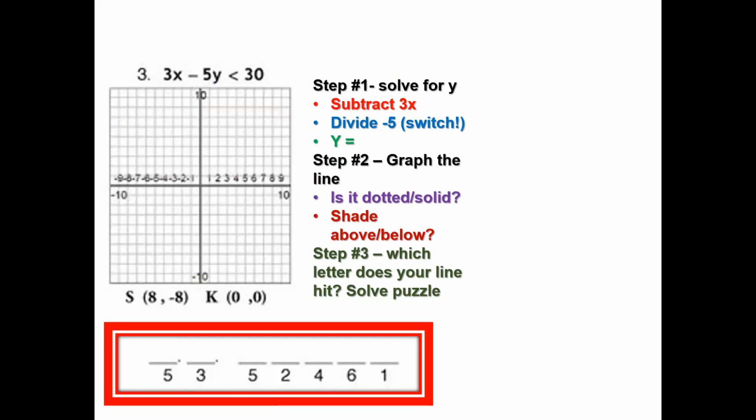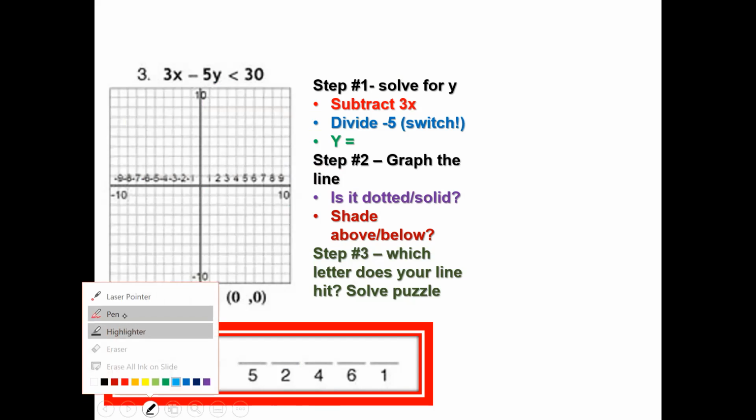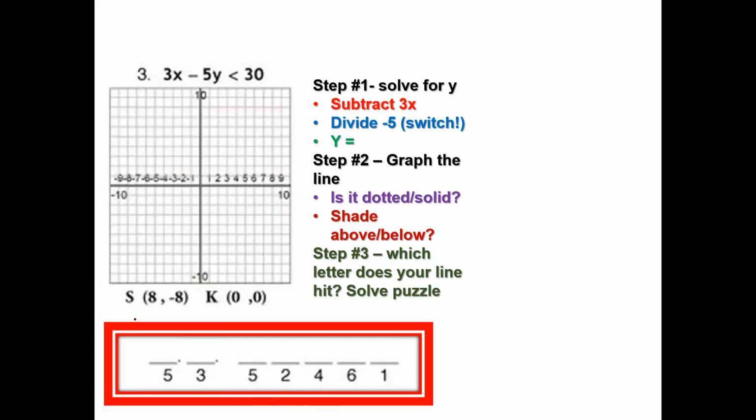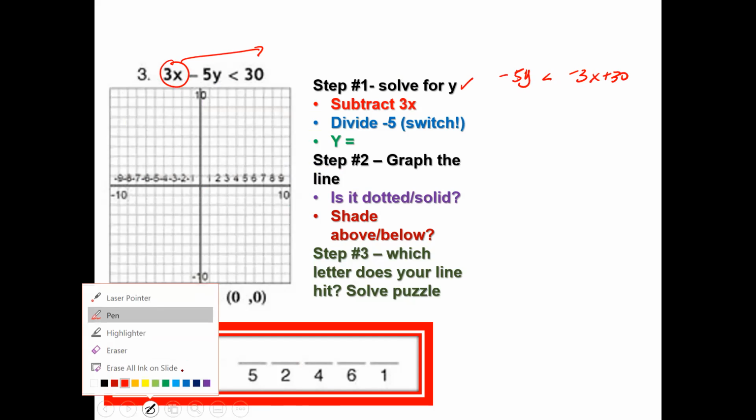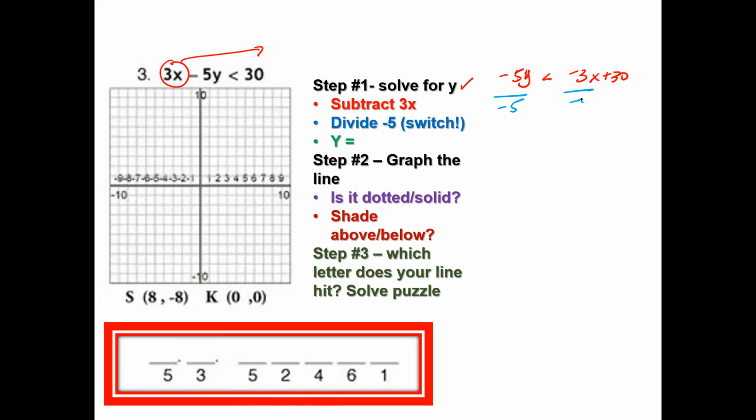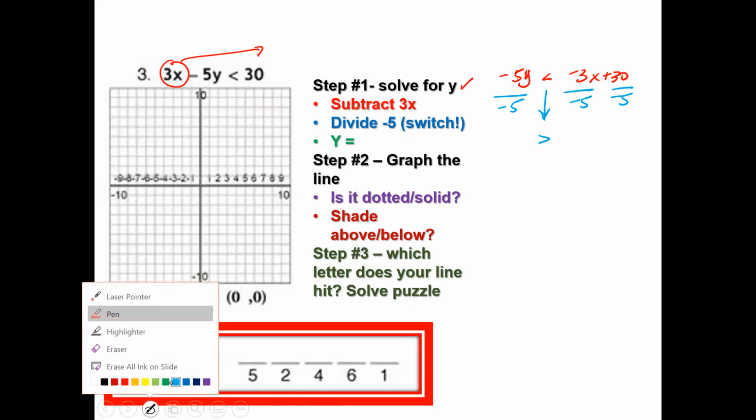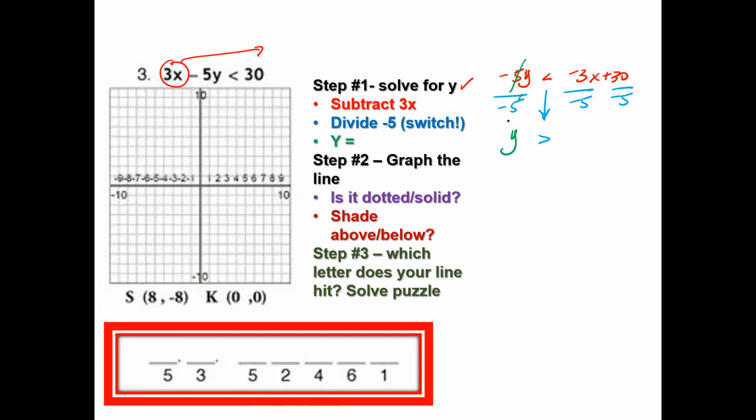All right, let's go ahead and take a look at question number 3. For question number 3, you're solving for y, so you're going to move the x over to the right side. So I have a negative 5y is less than negative 3x plus 30. And then I want to get rid of the negative 5, so I'm going to divide everything by a negative, which means my sign is going to switch. And look how it flips over. So my negative 5 cancels, y is by itself. I have a positive 3 over 5x minus 6.